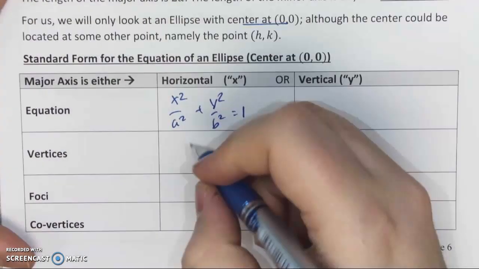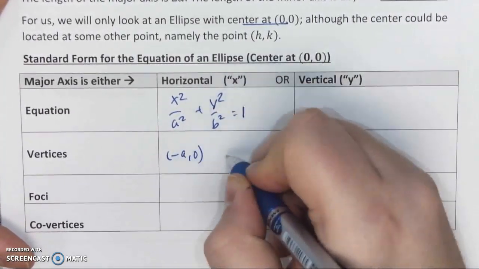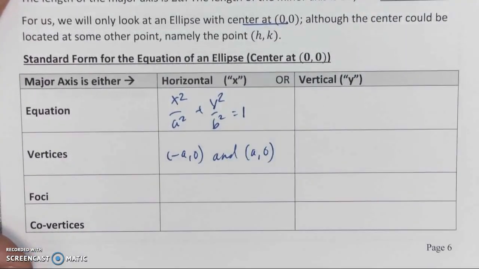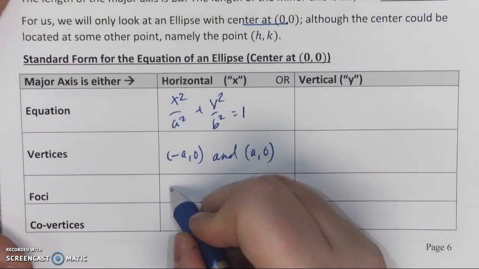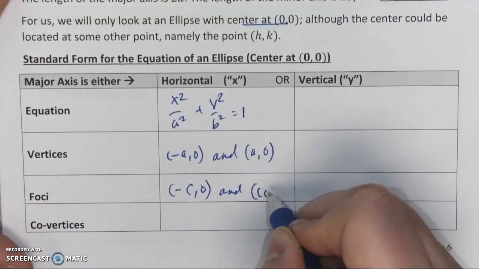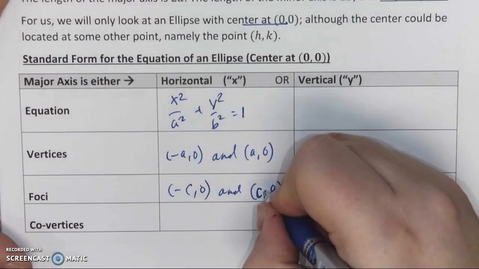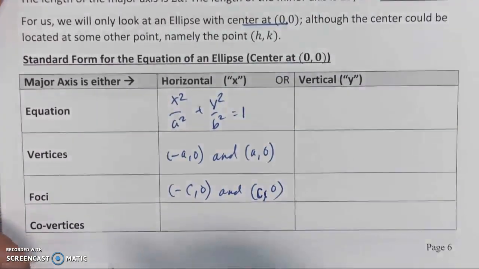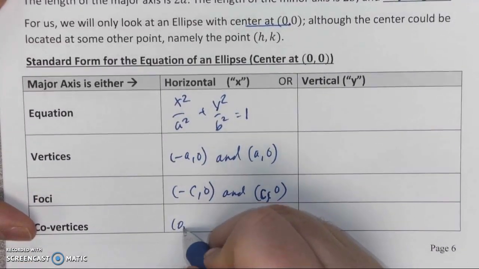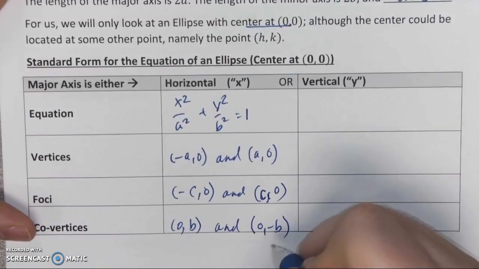Your vertices are going to be (negative a, 0) and (a, 0). Your foci will be (negative c, 0) and (c, 0). I'm just getting these points from what we labeled above on the horizontal graph. And your co-vertices are (0, b) and (0, negative b).